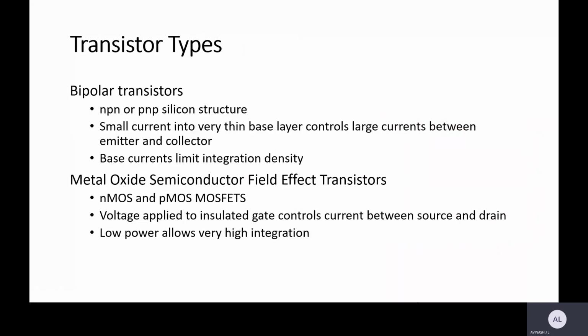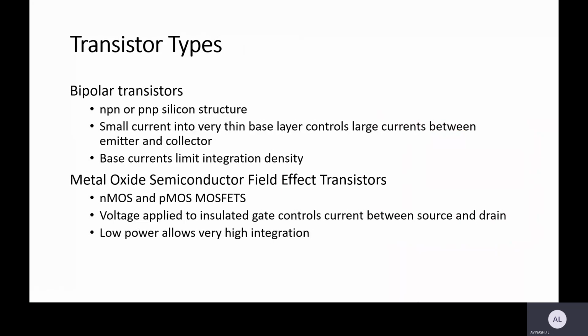Here we have the metal oxide semiconductor field effect transistor. The next type of transistors are MOSFETs, the metal oxide semiconductor field effect transistors. In this type, there are subtypes like NMOS and PMOS. N stands for electrons, negative, and P means positive. So NMOS and PMOS MOSFETs are available.